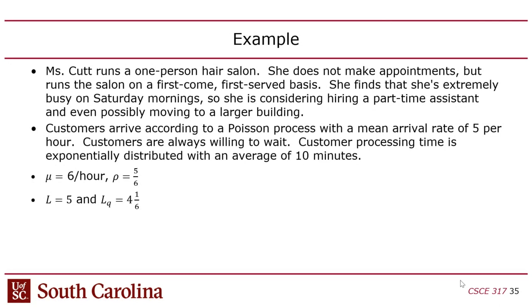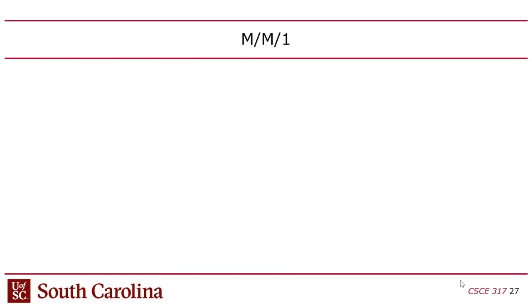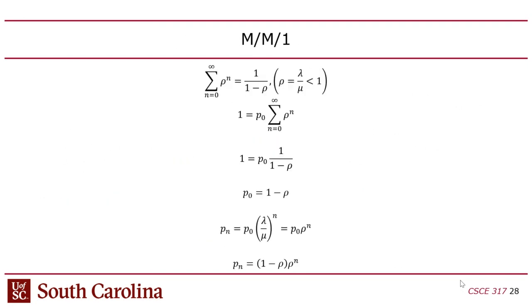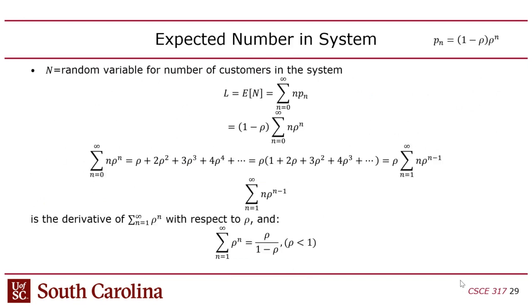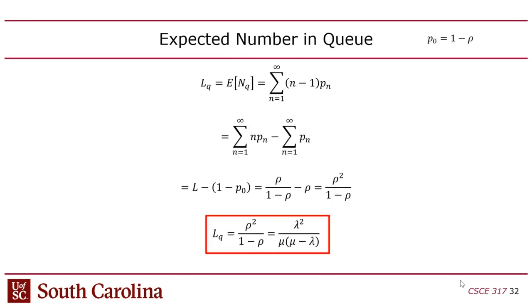So rho is 5 over 6, and so L, the average number of customers in the system, is 5, and L sub Q, the number in the queue, is 4 and 1/6. I just plugged those into the formulas. L is rho over 1 minus rho, and L sub Q is rho squared over 1 minus rho.